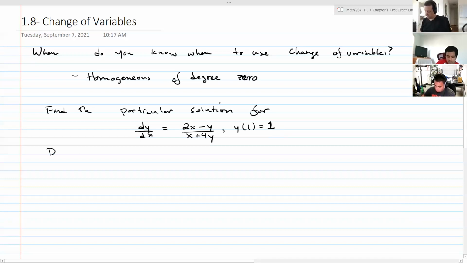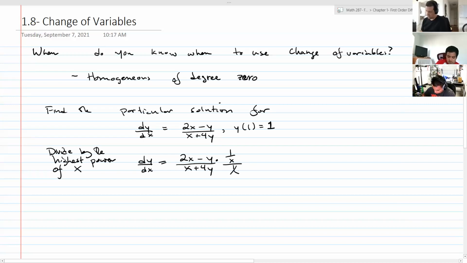Now, the first thing I want to do is divide by the highest power of x. If you look here, the highest power of x is x. So I'm going to take dy/dx, which equals (2x minus y) over (x plus 4y), times 1 over x divided by 1 over x. We're dividing the top and the bottom by 1 over x.